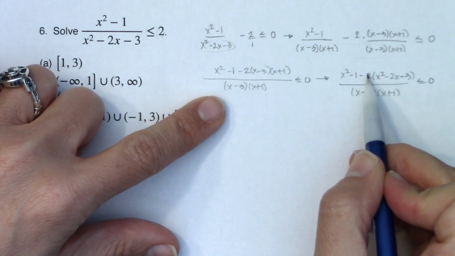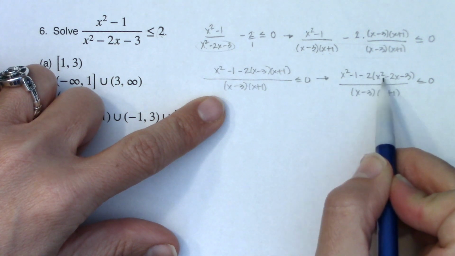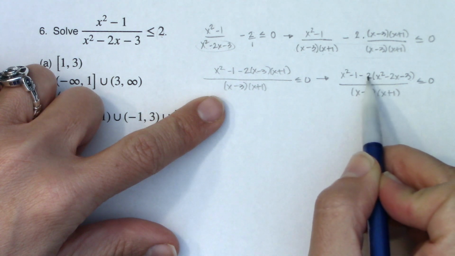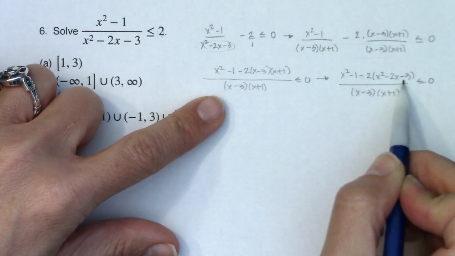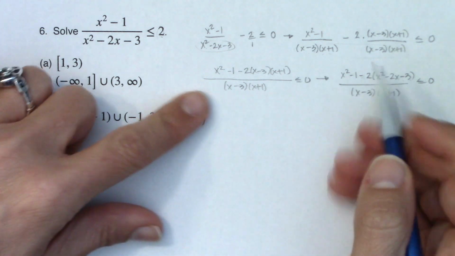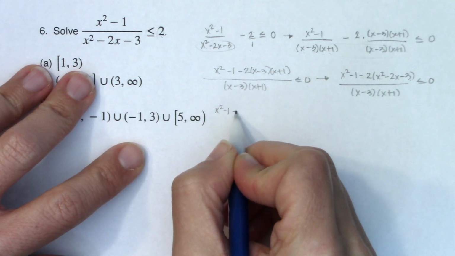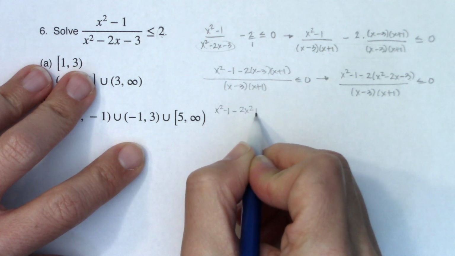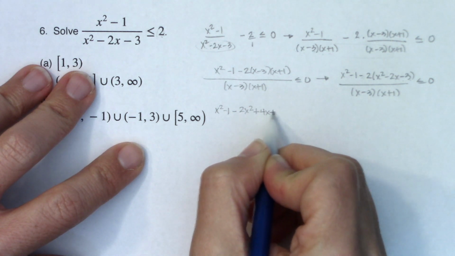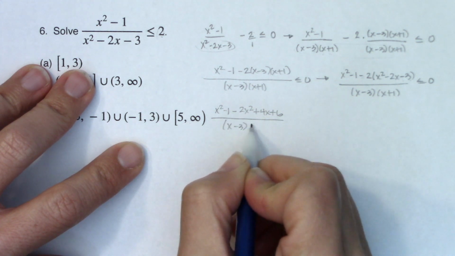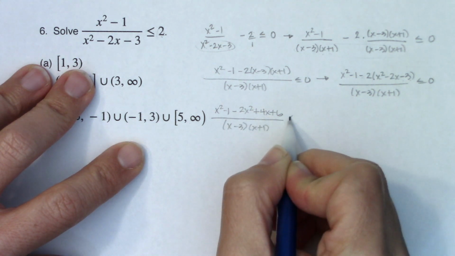Now I'm going to distribute this 2 and this negative to every single term in this trinomial. So this is going to be minus 2x squared plus 4x plus 6. All right, and then I'm going to combine some like terms. So let's see what we have here. x squared minus 1, all right, minus 2x squared plus 4x plus 6, all over (x minus 3)(x plus 1). It's still less than or equal to 0.